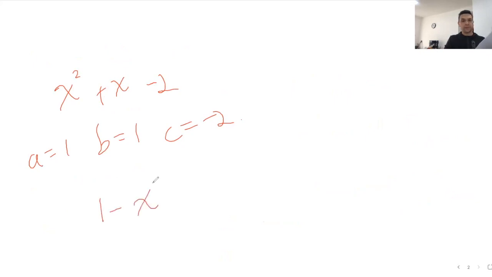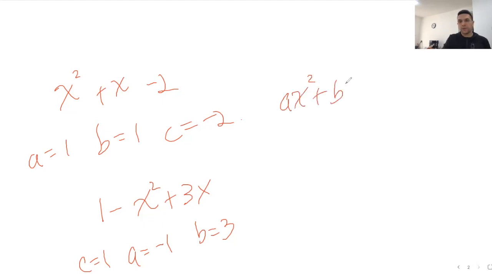All right, let's do another one. X squared plus x minus 2. So A equals 1, B equals 1, and C equals negative 2, right? All right, what about this one? 1 minus x squared plus 3x. Take a moment to think about it, right? So A equals negative 1, B equals 3, and C equals 1, right? The leading coefficient is the one with the x squared variable, and that gives you the value for A.